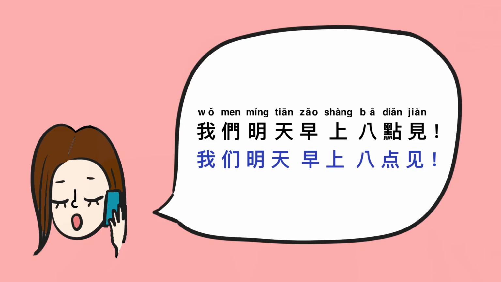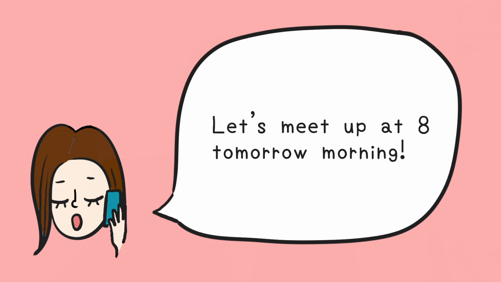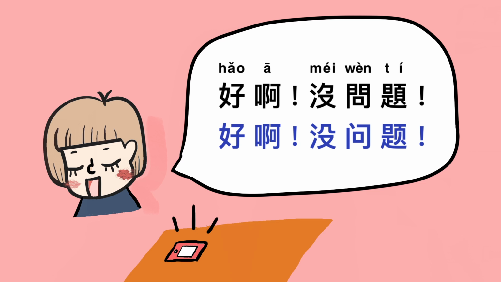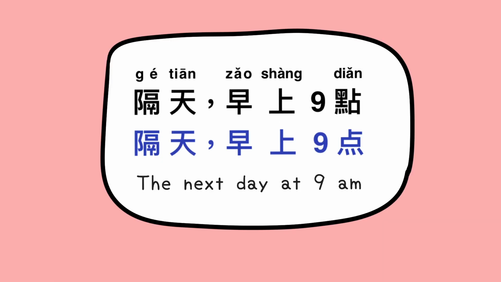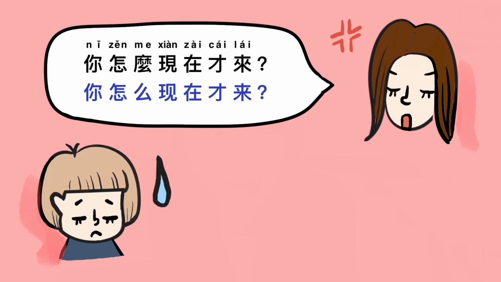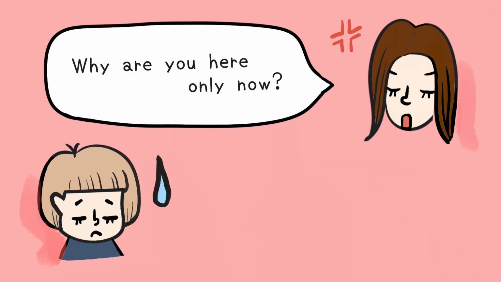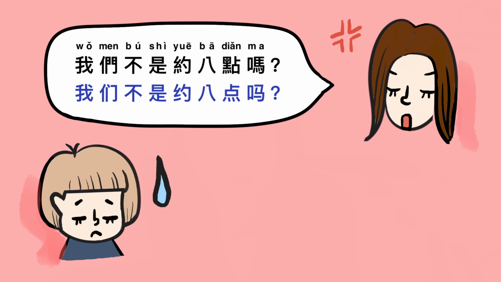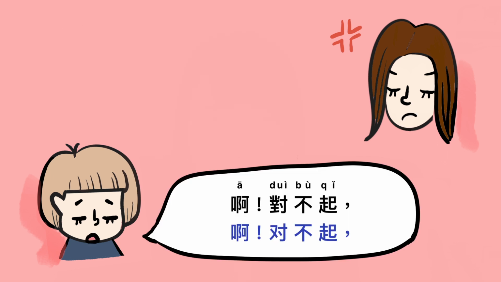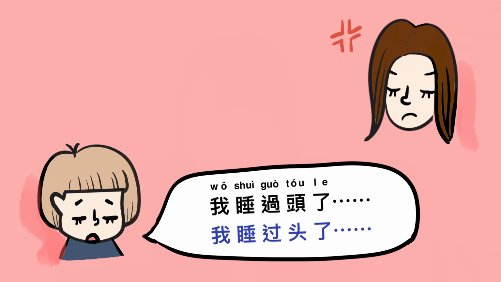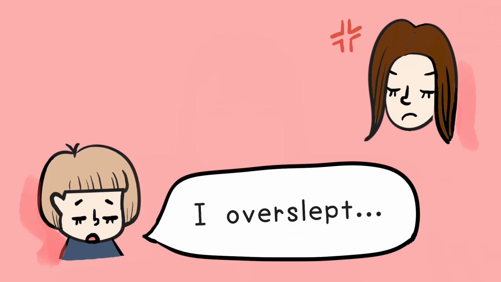For example, 我们明天早上8点见. Let's meet up at 8 tomorrow morning. 好啊，没问题. Okay, no problem. 你怎么现在才来? Why are you here only now? 我们不是约8点吗? Didn't we agree to meet at 8 o'clock? 啊，对不起. Sorry, 我睡过头了. I overslept.